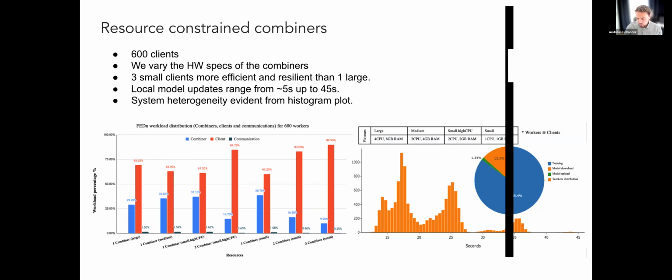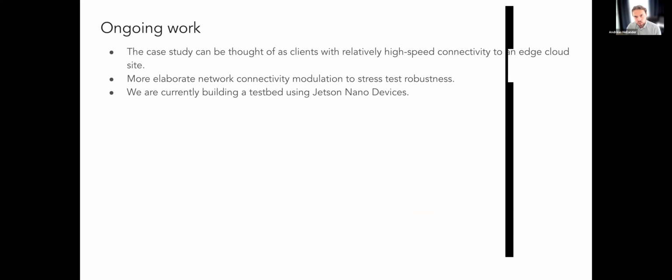Yes, so this was the cross-device simulations. Ongoing work there is that, as I said, we can see this as a case where you have relatively high-speed connections with the combiner. So we're currently doing more elaborate network connectivity modulation so that we can stress test the robustness of the network. And we're also building a live test bed using some Nano devices. So we will have a realistic test of robustness where we have very poor connectivity in some cases, so we do this over Wi-Fi.